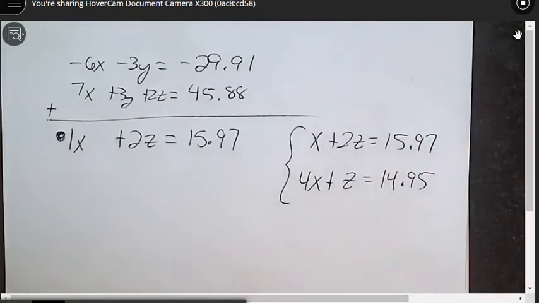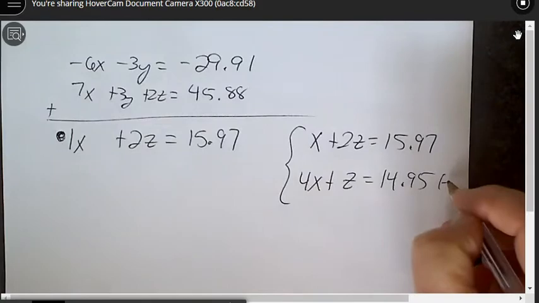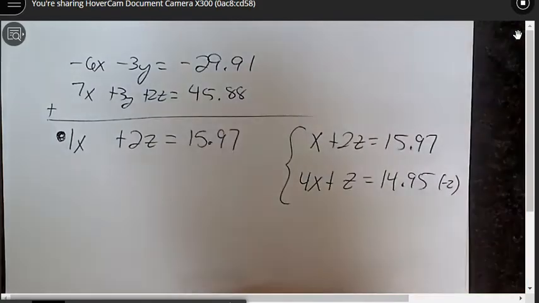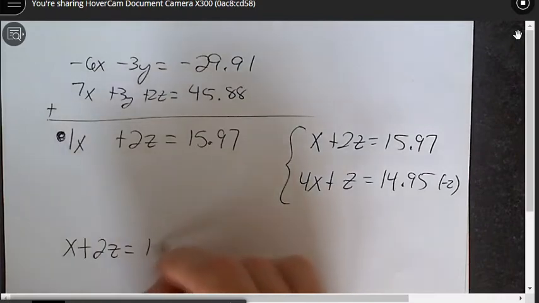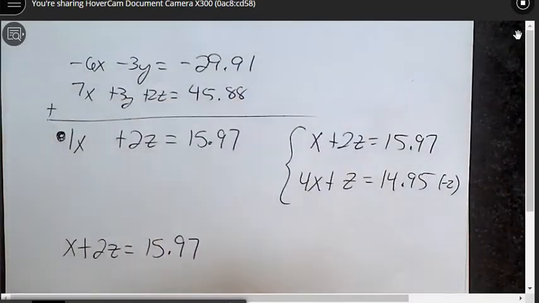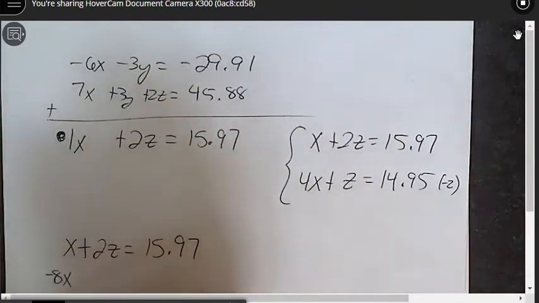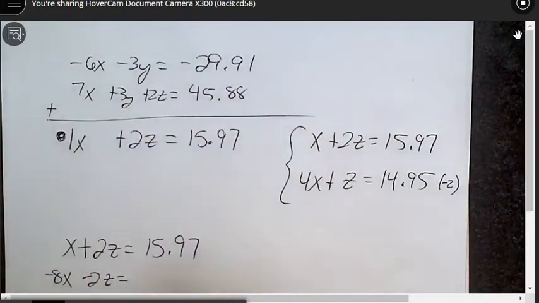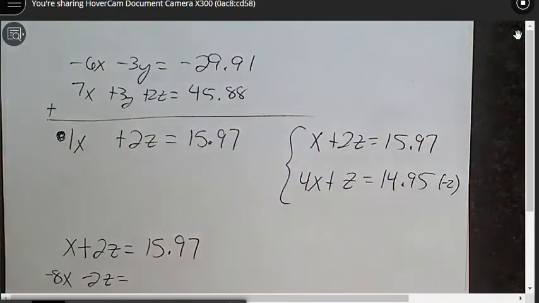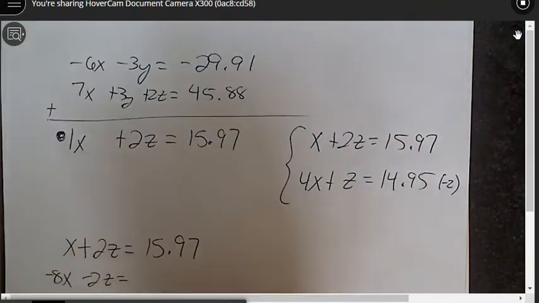From here, we're going to have to multiply one of these by some negative number. Let's take this second equation, multiply it by -2. That will give us x plus 2z equals 1597. This will be -8x minus 2z equals, and that should be 2990. And it is 2990.